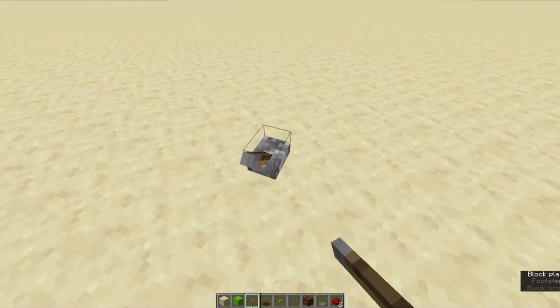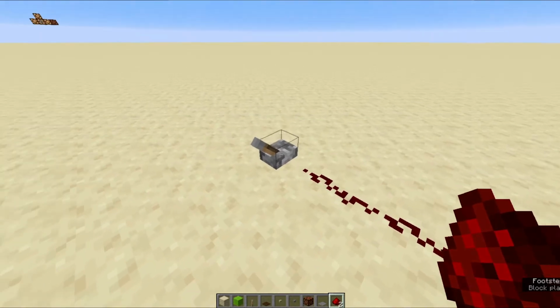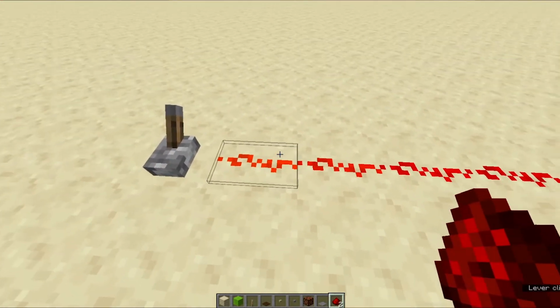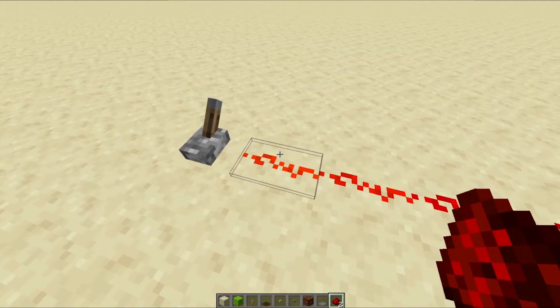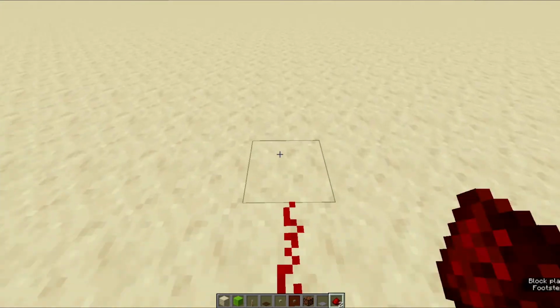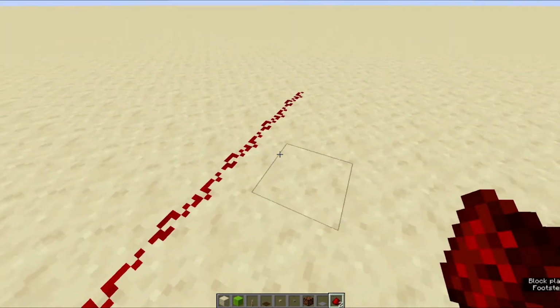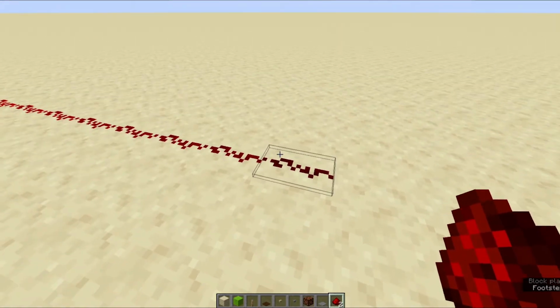So now let's see what happens when we attach a power source to a line of redstone dust. And now if we were to flick this lever on, you can see that the redstone dust actually lights up. And that's its way of indicating that it is holding power. And we can actually transfer this power a total of 15 blocks away from the original power source in any direction until it runs out right here.